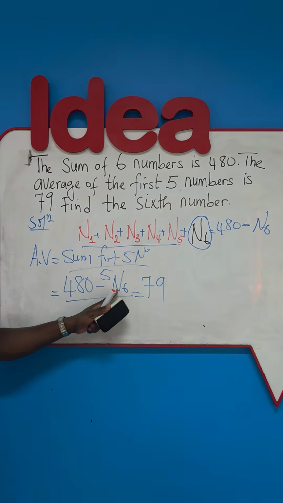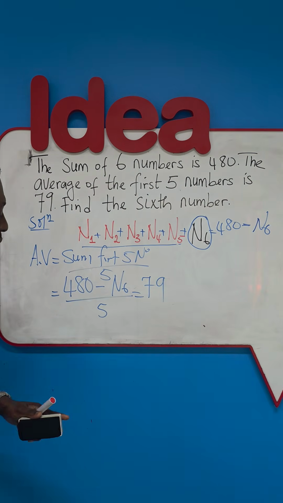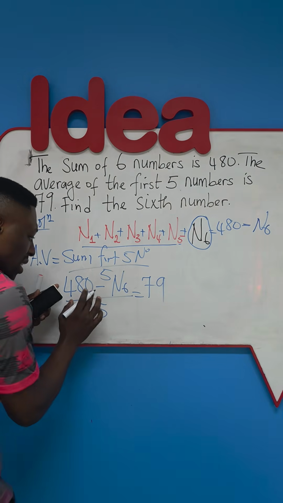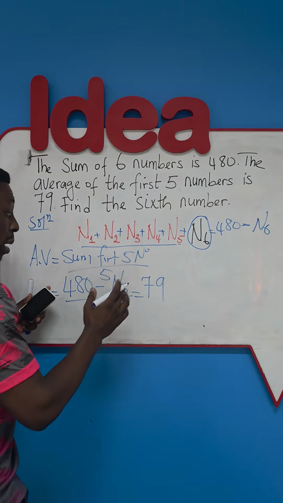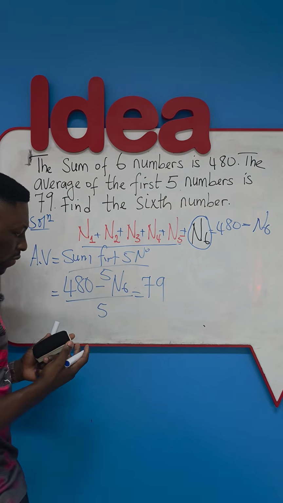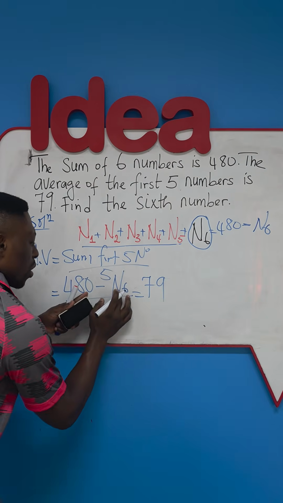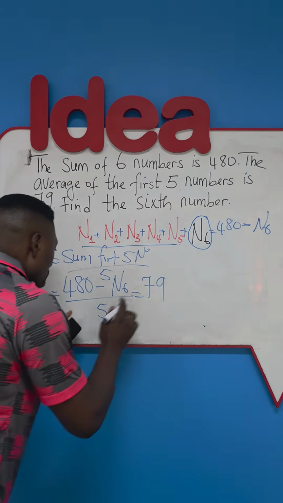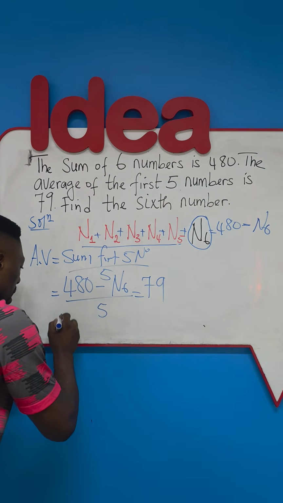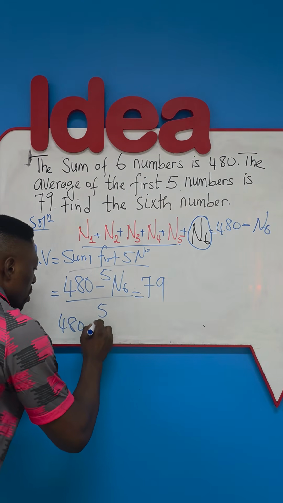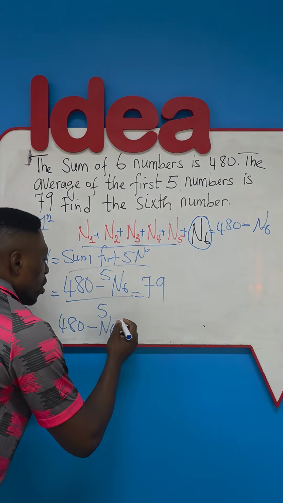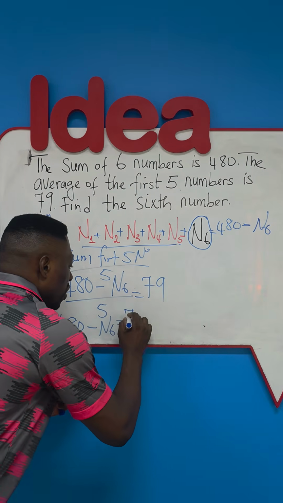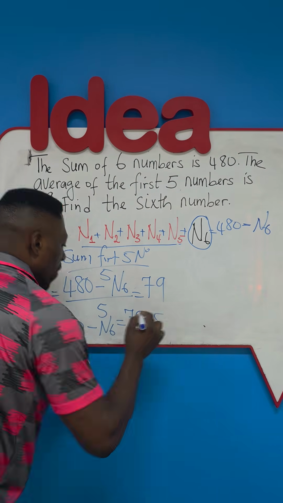At this point, we just have to make n6 the subject of the formula. Once more, let me bring it very down and very low. Let's consider the numerator to be one big number and ask ourselves the question: which big number, when divided by 5, will give us 79? To get that big number, which is our numerator, we will do the opposite of division, which is multiplication. So we will multiply 79 by 5.